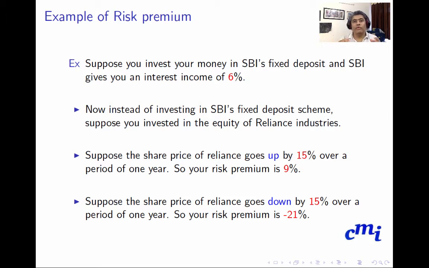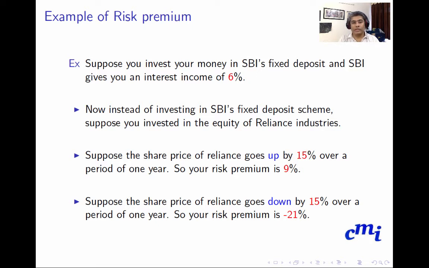Fine. Now you don't know whether your investment at the end of the year will go up or go down. It might happen that the share price of Reliance Industries goes up by 15% over a period of 1 year. If that happens, your risk premium is 15% minus 6%, which is 9%. This 9% you are earning because you are taking additional risk over the deposit that you could have made if you had parked your money in State Bank of India's fixed deposit scheme.